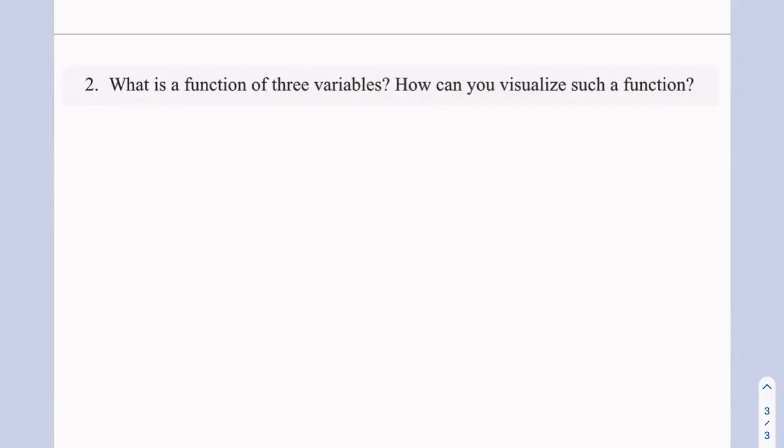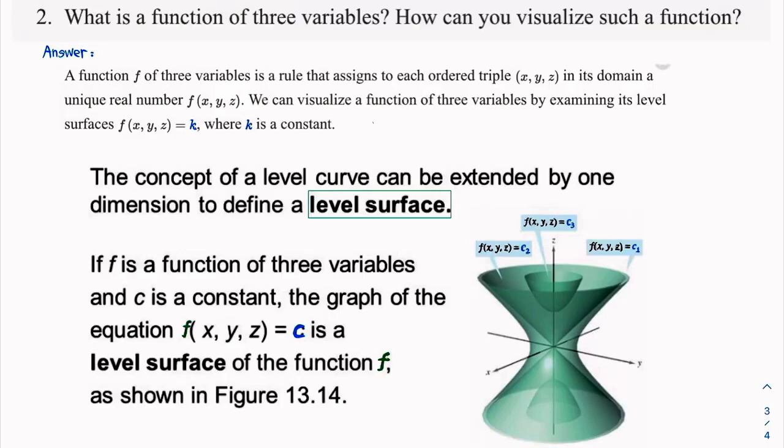Number 2. What is a function of three variables? How can you visualize such a function? A function of three variables is a rule that assigns to each ordered triple x, y, z in the domain of the function a unique real number f of x, y, z. We are not able to graph a function of three variables as it would require four dimensions.